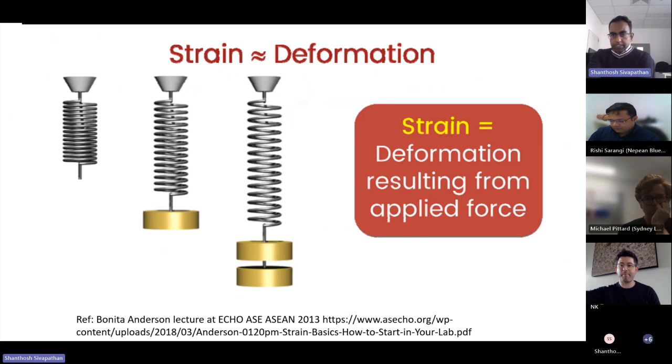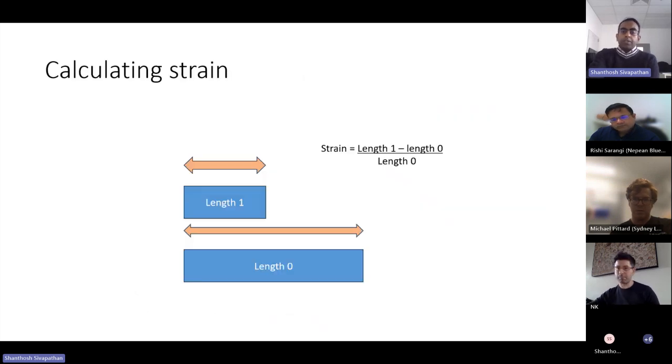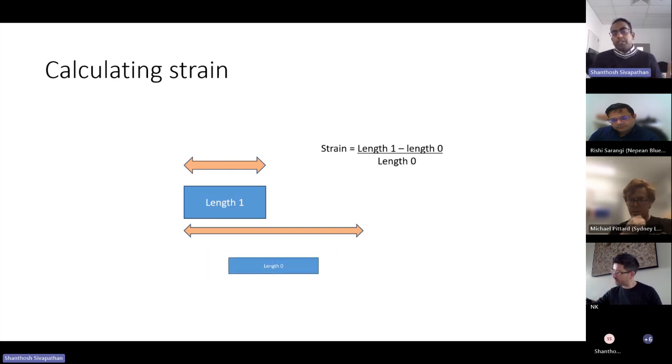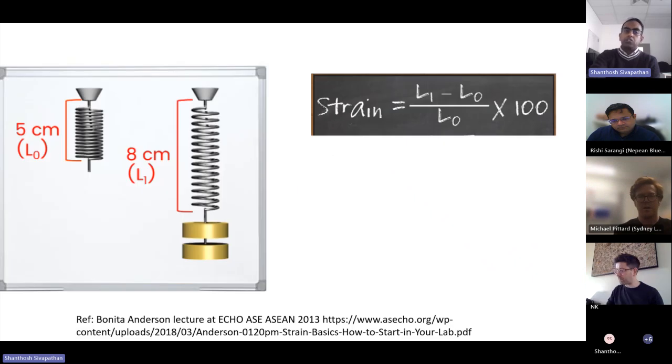So, like I said, strain is a measure of the deformation relative to the original length. The way we calculate or measure it is by taking the current length, subtracting the initial length that you started off with, and then dividing it by the original length, and that will give you the strain change.